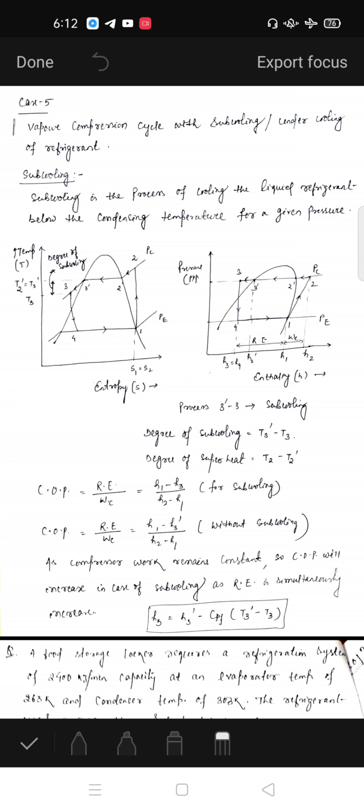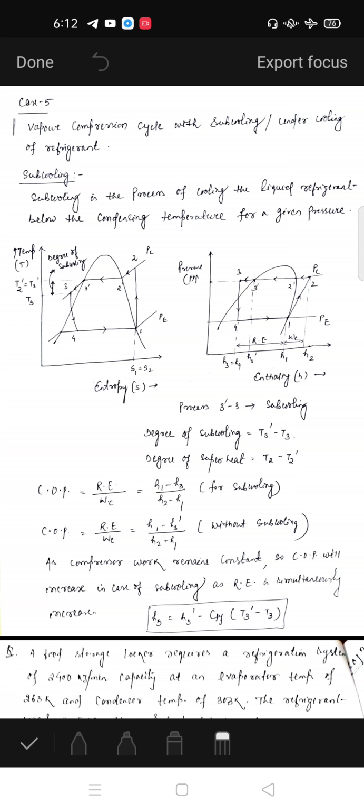Okay, and the degree of superheat will be T2 minus T2 dash. Okay, now you can find the corresponding coefficient of performance, and the COP will be the refrigeration effect divided by the work done by the compressor. So it will be H1 minus H3 divided by H2 minus H1.